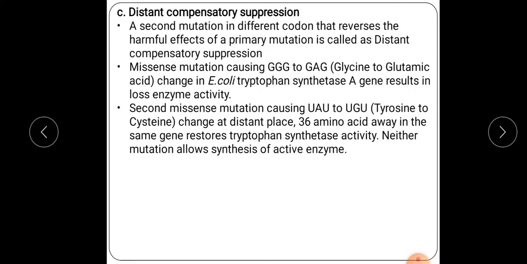Okay, and the third one, distant compensatory separation. It is a second mutation in a different codon.